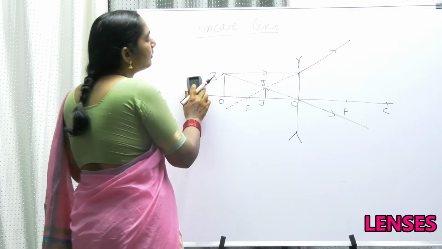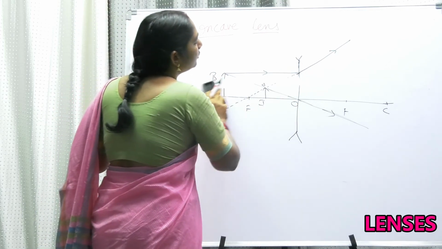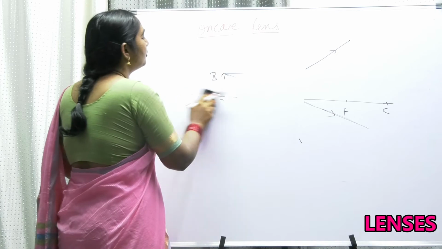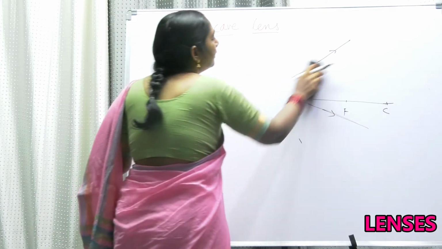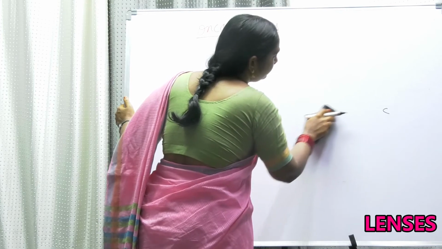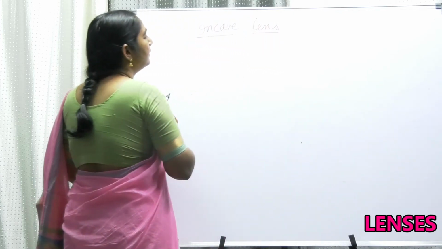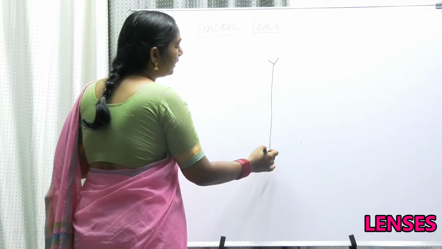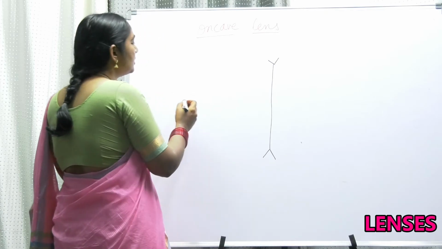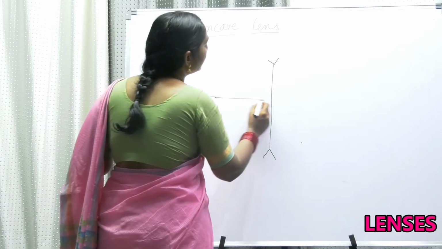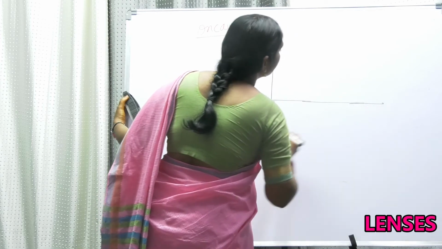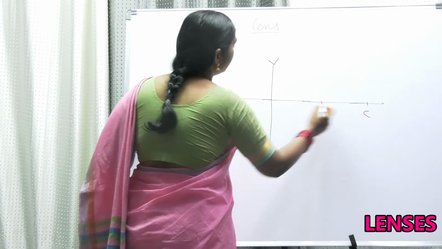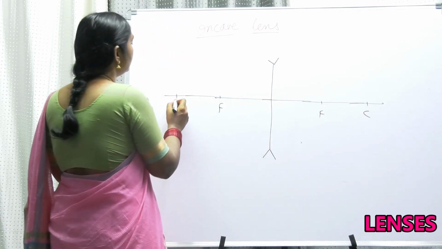Now my dear friends, let us take one more example of drawing a diagram using a concave lens, using a point source. Let us see how to draw the ray paths. So once again let us take the case of a concave lens, that is a diverging lens. This is the principal axis. This is F and this is C.